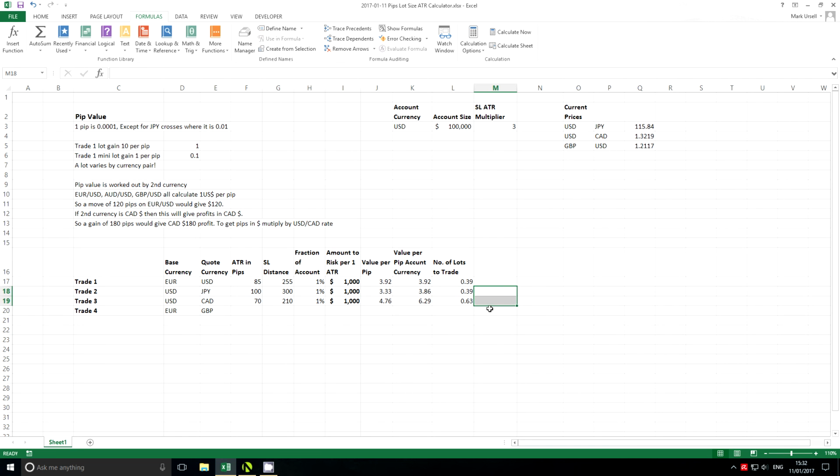Now, we need to adjust, first of all, for the difference in volatility between these two markets, but secondly, for the fact that a position with a quote currency of Canadian dollars is effectively worth less because of the relative price at the moment between the US dollar and the Canadian dollar. So to get the same amount of risk, we need to significantly increase our lot size.